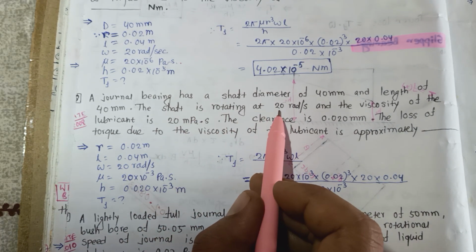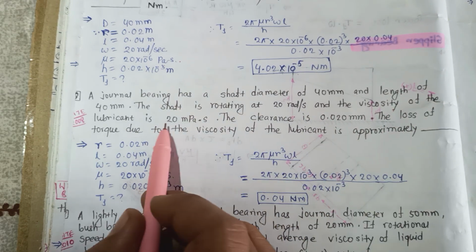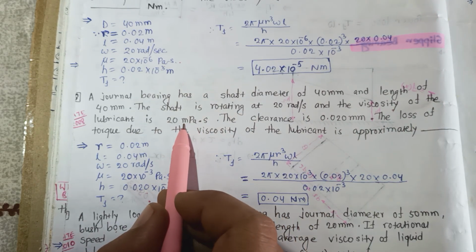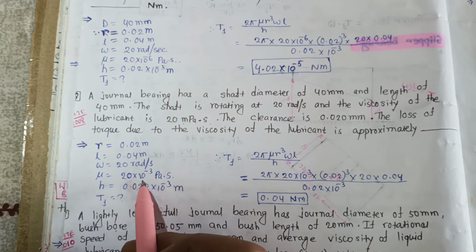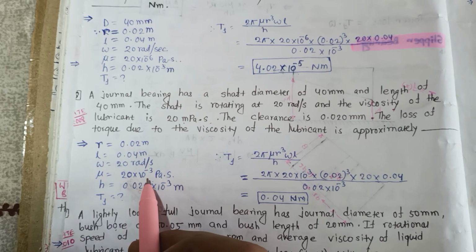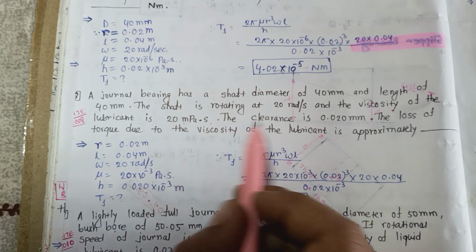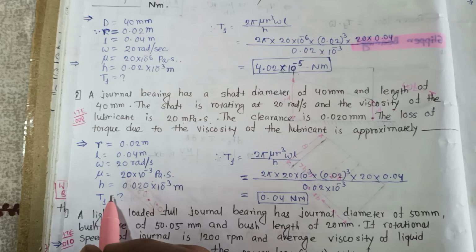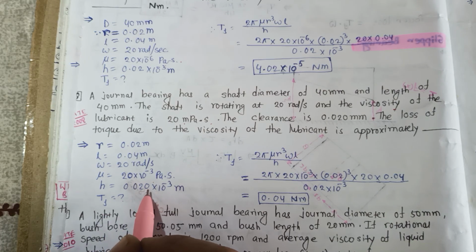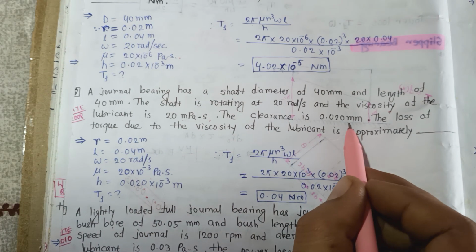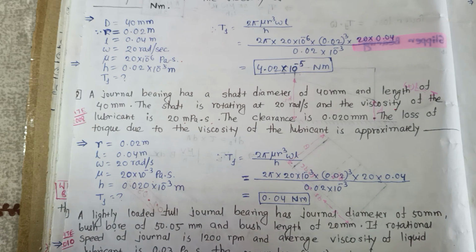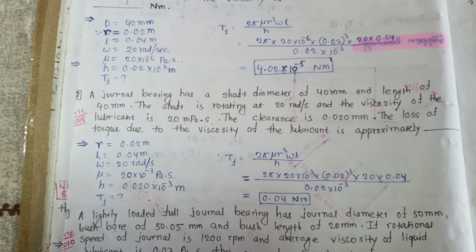The shaft is rotating at, so omega is given, and the viscosity is also given. This is in millipascal second, so milli is 20 into 10 to the power minus 3. The clearance is 0.020, so H is equal to 0.020 into 10 to the power minus 3 meter, because this is in mm unit. So when you solve the question, try to focus on the unit also, otherwise your answer will be wrong.